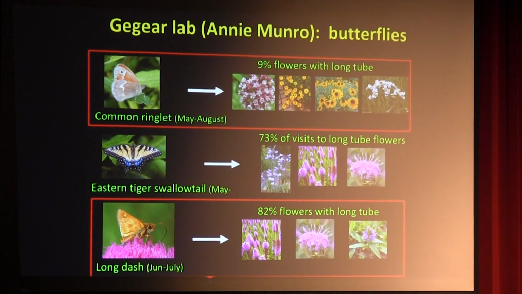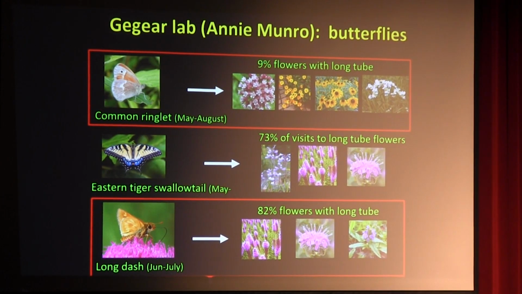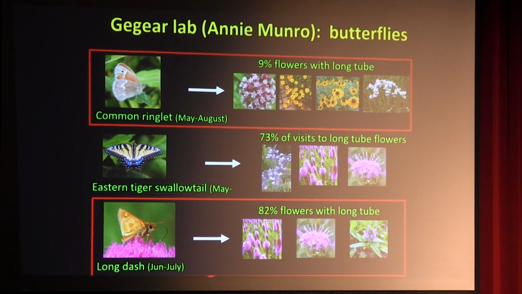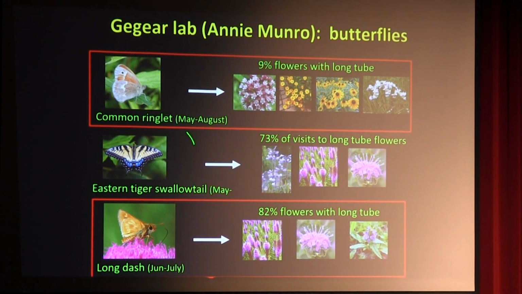We saw the same thing. I have a grad student in Monroe doing the same thing in butterflies, and we're seeing the same thing. There are certain species of conservation concern that have certain preferences. The common ringlet is one of those species. Again, across multiple sites in the state over a two-year period, we looked at what they were visiting in terms of floral resources. This species avoids long tubular flowers, and likes short to medium tubes.